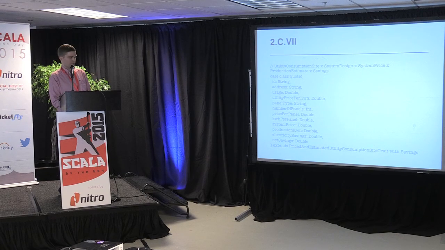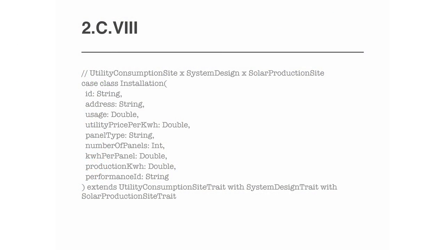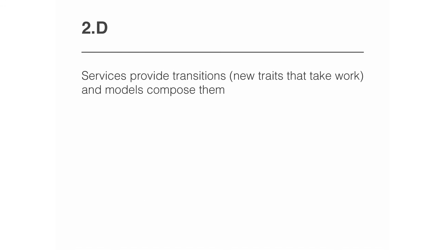And this is the kind of data we can use to power the API. Here's an installation reflecting all of the products that it is part of. So those are how the models are structured. And services that I created provide transitions between the traits, so new traits that take work, and then those traits can be composed onto the models to actually do the work of building up the data.